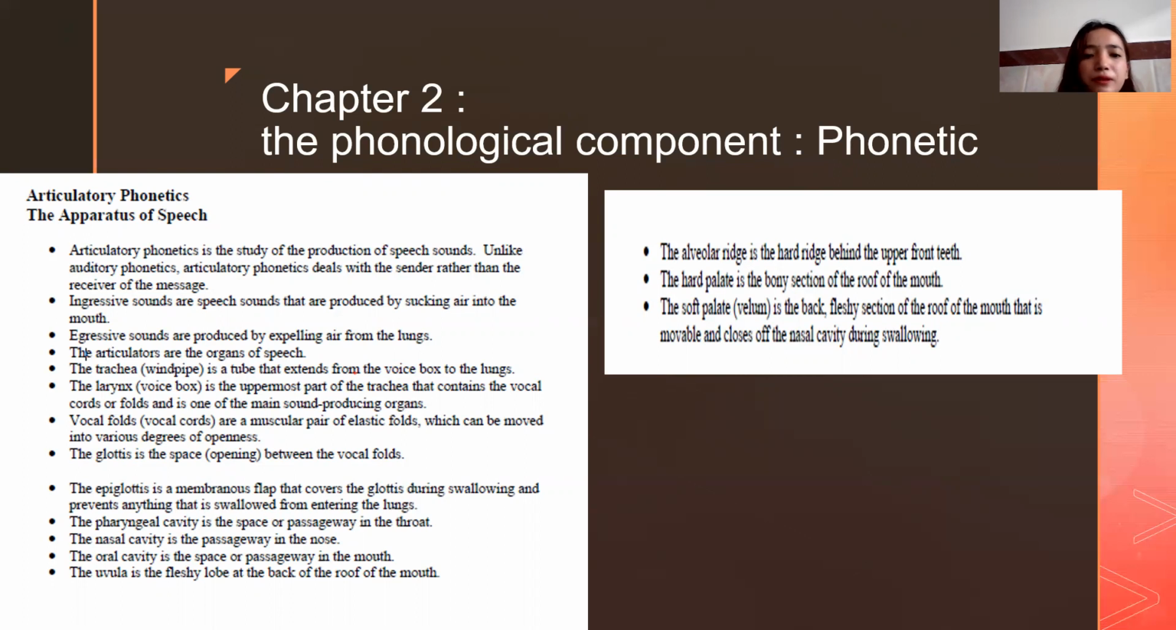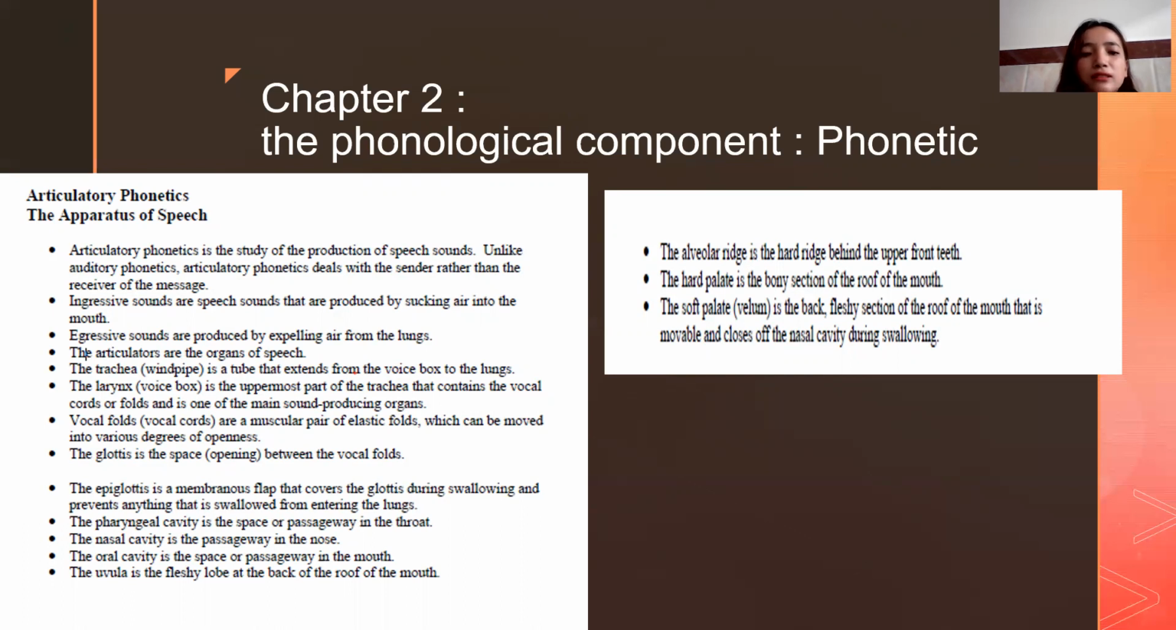Ingressive sounds are the speech sounds that are produced by sucking air into the mouth, and egressive sounds are the sounds that are produced by expelling air from the lungs. And the articulators are the organs of speech. The trachea or the windpipe is the tube that extends from the voice box to the lungs.